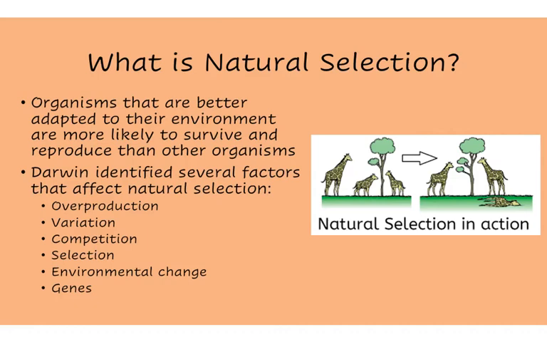And so Darwin identified several factors that actually affect natural selection. And we're going to talk about those ideas today, or those factors. So the factors include overproduction, variation, competition, selection, environmental change, and genes. And we're going to go into a lot more detail in each of these factors in our coming chapters of our book. But this is just kind of an introduction to natural selection for you guys.